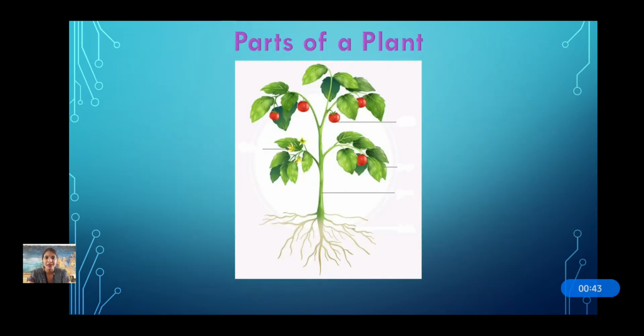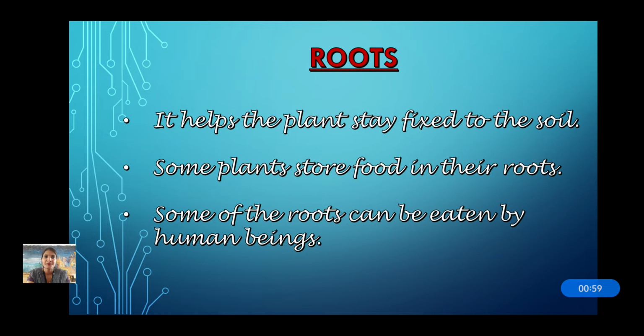Now parts of plants. What are different parts of plants? Yes, roots, stem, leaves, flowers and fruits. These are different parts of plant. Now we will see one by one how this part of plant is useful for us as food.